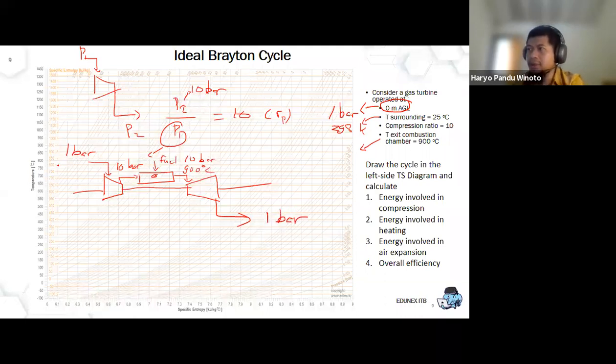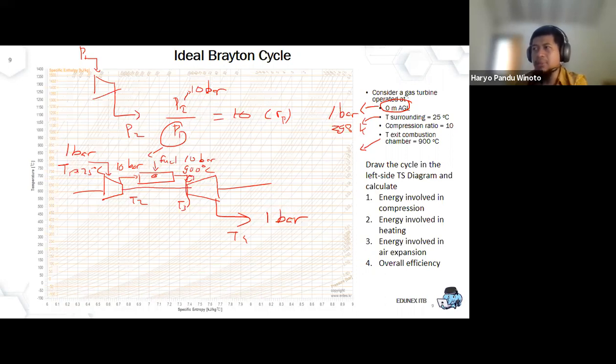We have T1 here equal to 25 degrees centigrade, and here we have T2. And then here we have T3 equal to 900 degrees centigrade, and then we have T4. So what happens in here?